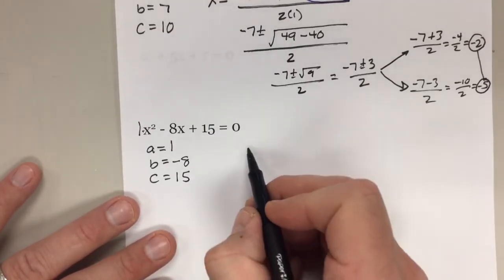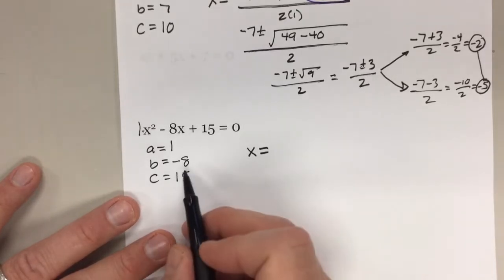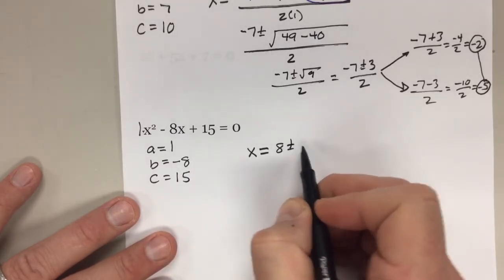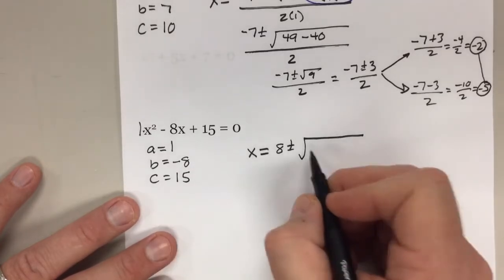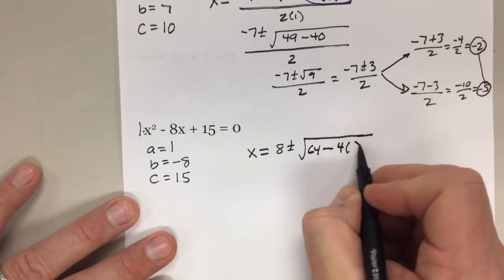So now I'm going to fill into the equation. It's x equals negative b, but b was already negative. So a negative times a negative actually makes it positive. Then b squared, negative 8 squared is 64. Then minus 4 is always part of it.